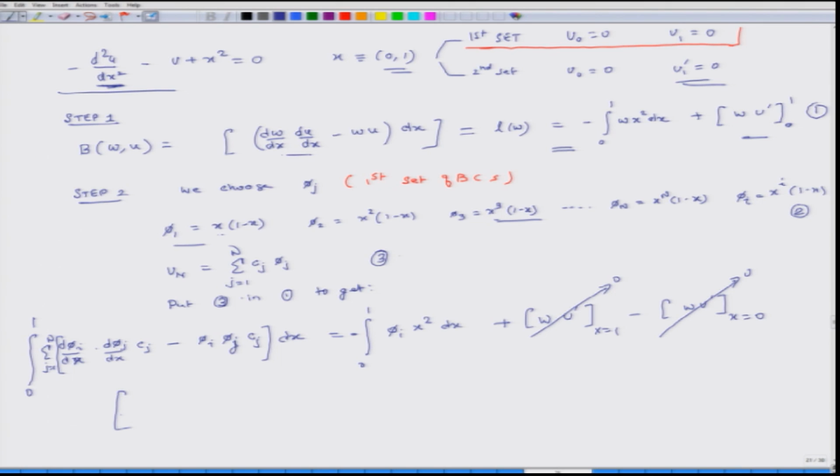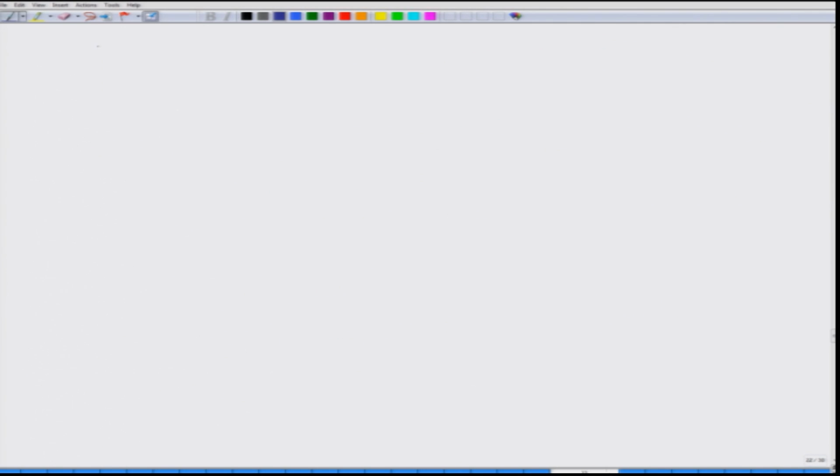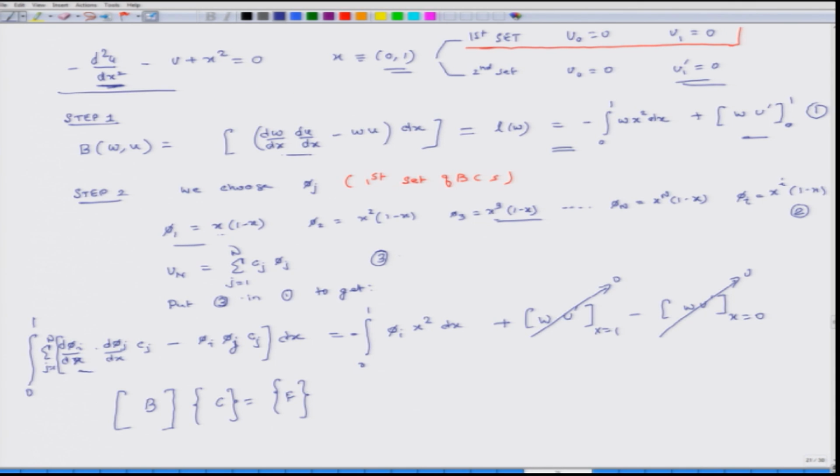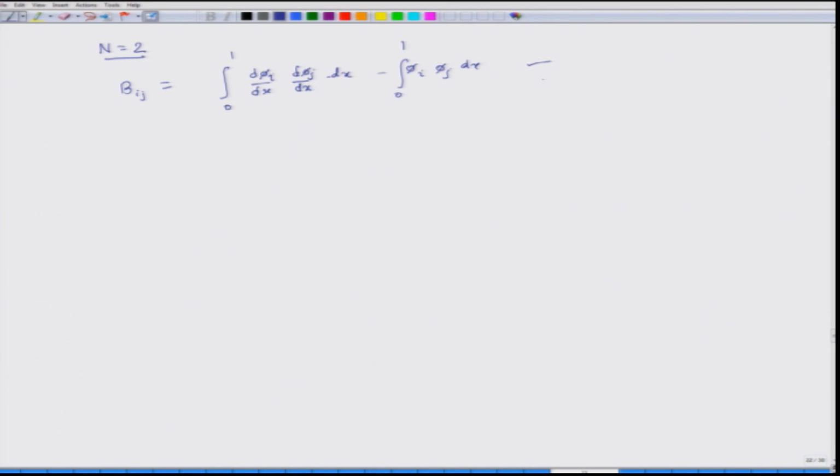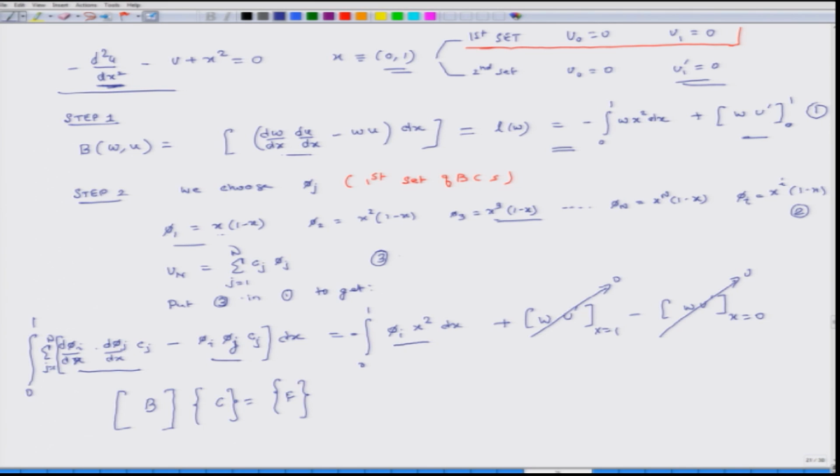So, from this we can calculate this B matrix, okay, and this C vector, and this is equal to F. So, for simplicity purposes let us say n is equal to 2. Suppose we want to develop a 2 by 2 equation. Bij is equal to integral of So, everyone understands how we get Bij, right? It is basically the same thing.